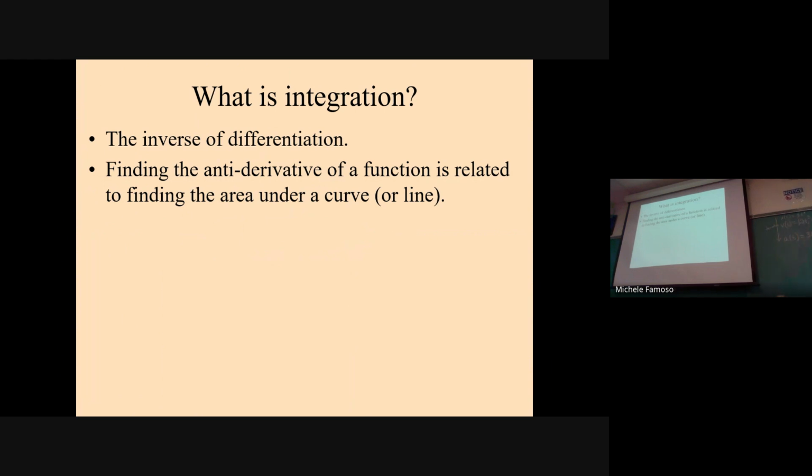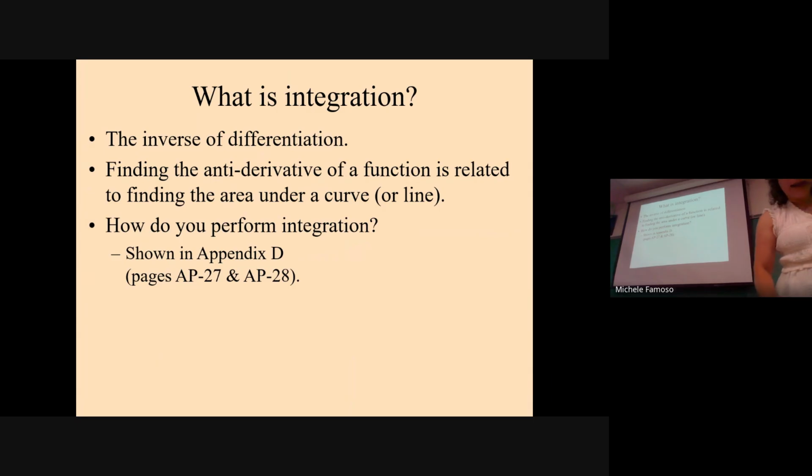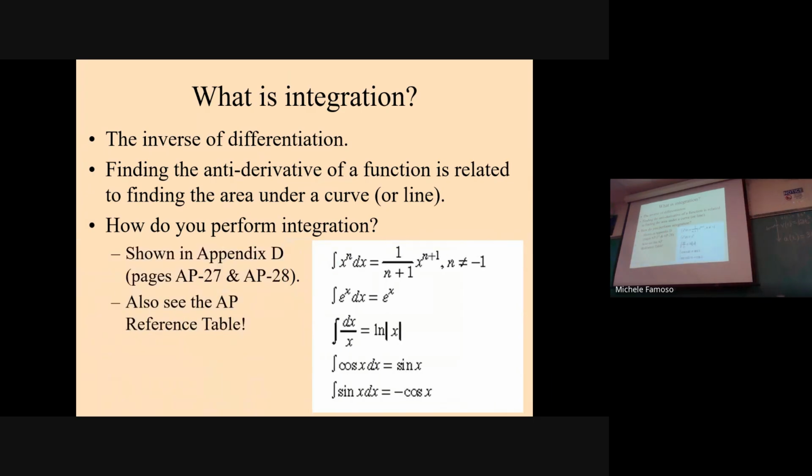Finding an antiderivative of a function is related to what we learned in Regents physics, finding the area under a graph, between the graph and the time axis. So any time last year where we asked you to compute an area, that is now in calculus something called an integral. Now, how do you do an integral? Again, in AP, Appendix D, pages 27 and 28 at the end of your textbook will show you. You also have your calculus handout and the video that I shared with you this summer, which will show you how to do it. Your reference table also has the integral functions.